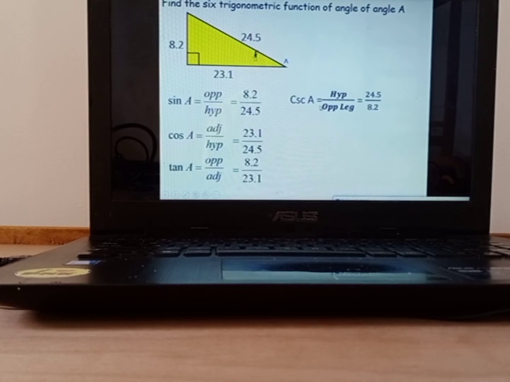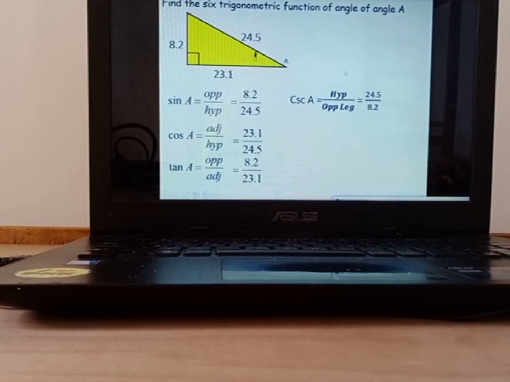As I mentioned a while ago, cosecant is the inverse of sine. So whatever value you get on the sine function, you only have to get the inverse of our function. Based on your sine A, 8.2 is on our numerator. For our cosecant A, the 8.2, our opposite leg, must be on the denominator. And the 24.5 here on our sine is on the denominator, while for our cosecant A, it is on the numerator.